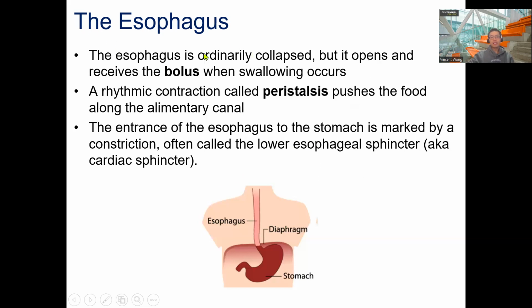So ordinarily, the esophagus is collapsed. Okay? When there's no food going through it, it just kind of closes up and only opens when the bolus, the unit of food, is passing through it. And those contractions that we have, the squeeze and the push that I keep on talking about from the muscularis, right? That squeezing, pushing action is what we call peristalsis.